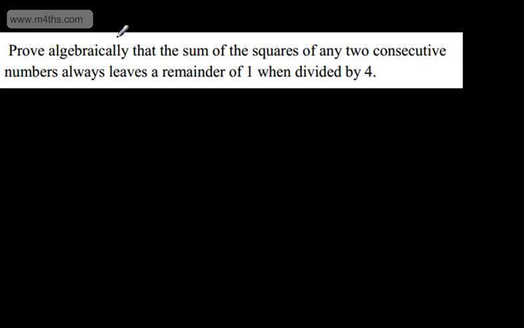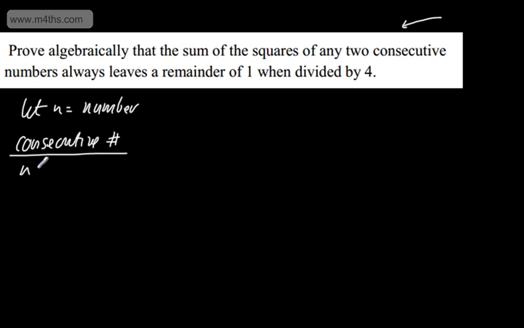We're asked to prove algebraically that the sum of the squares of any two consecutive numbers always leaves a remainder of 1 when divided by 4. So if we look now at the following, let n be equal to a number, we have now two consecutive numbers. I'm going to have n, and then I'll have n + 1. You can of course have n and n − 1.